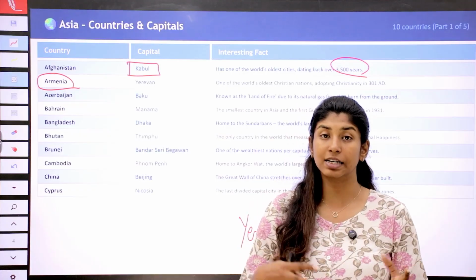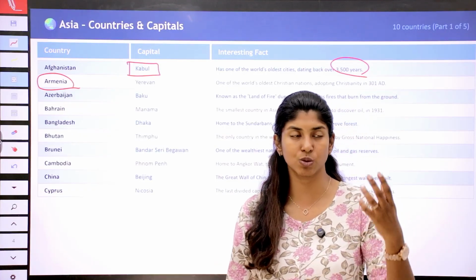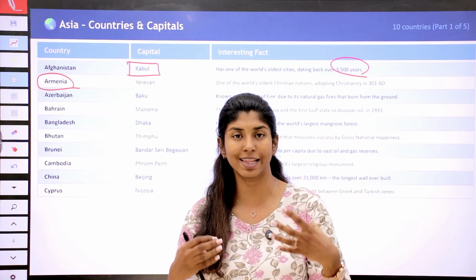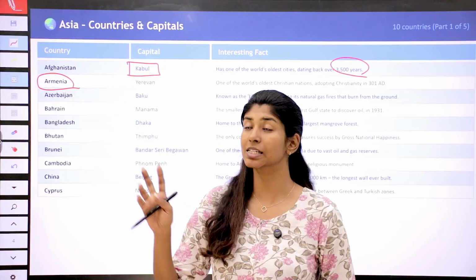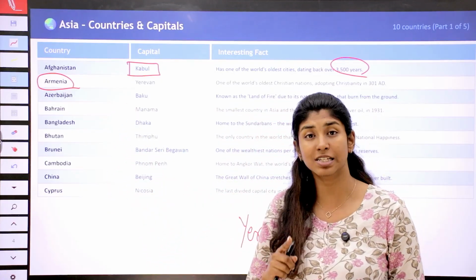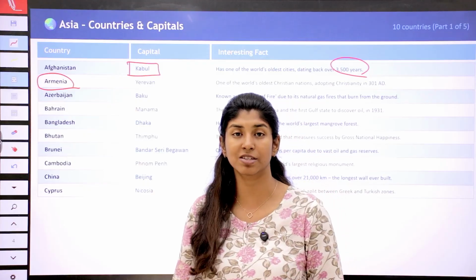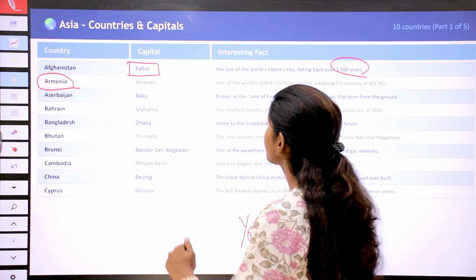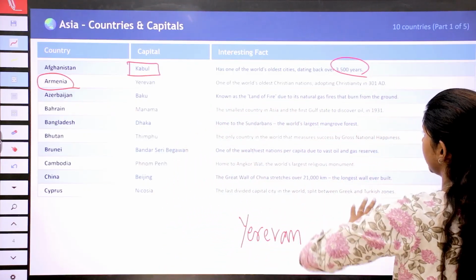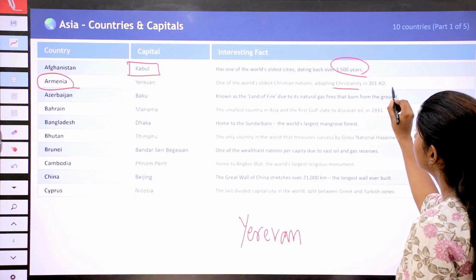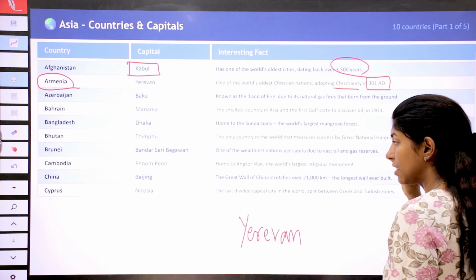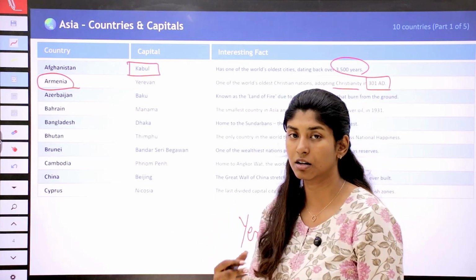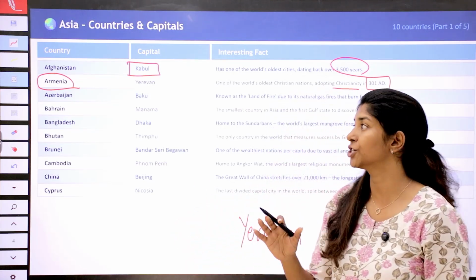Similarly, there are Christian nations as well. There are nations which openly declare that they are a Christian nation. Armenia was the first nation in the world to declare itself a Christian nation, adopting Christianity in 301 AD. In 301 AD itself, they declared themselves a Christian nation.